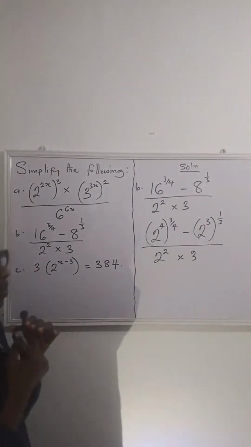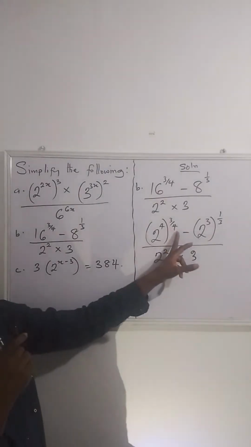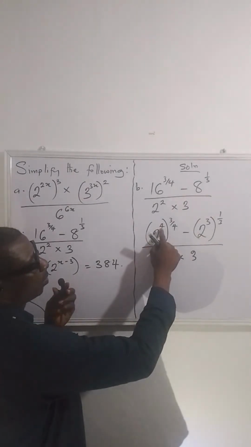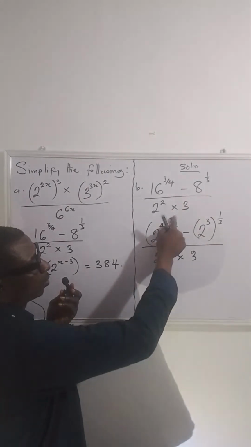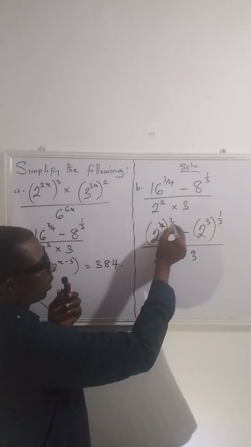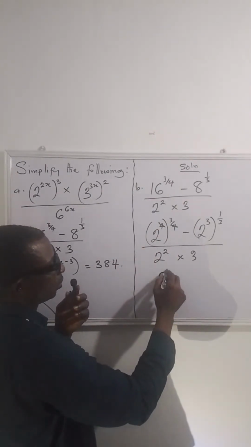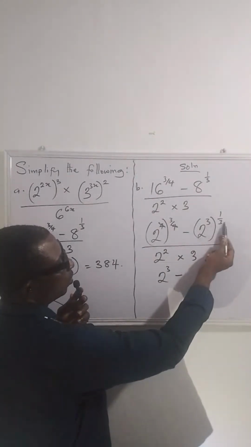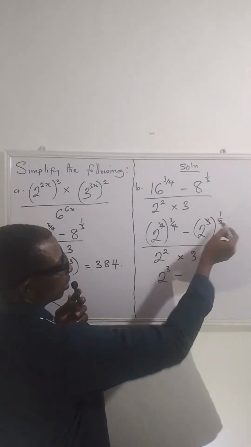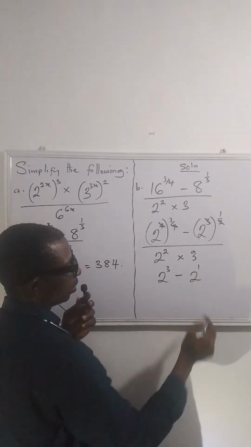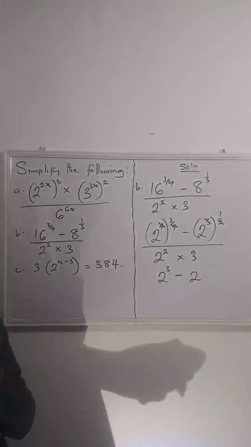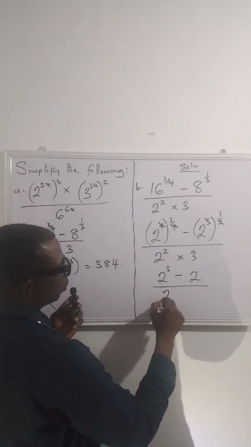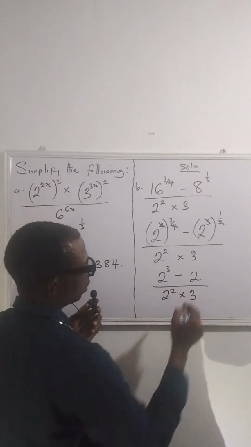Now we are applying the law. You use this to multiply this, and use this to multiply this. When you multiply a whole number with a fraction, the whole number goes to the numerator. Of course, this 4 will cancel this 4, so you'll be having 2 raised to the power of 3, minus. When you use this to multiply this, this will cancel this, so you have 2 raised to the power of 1, which is also the same thing as 2, divided by 2 raised to the power of 2 times 3.